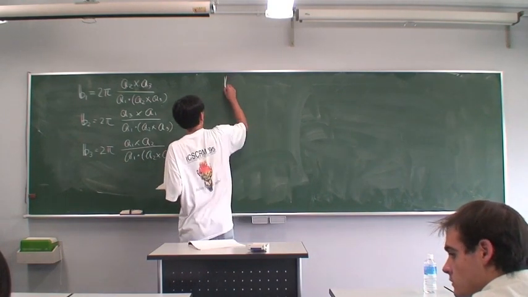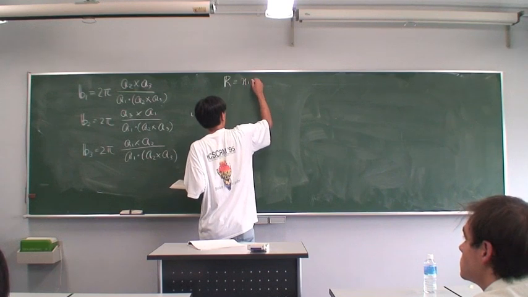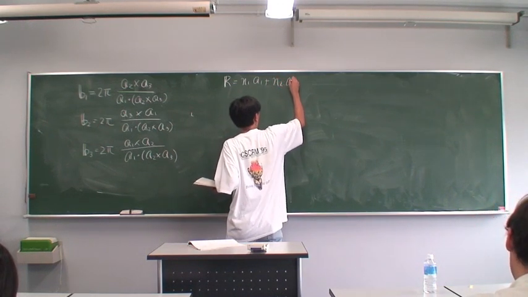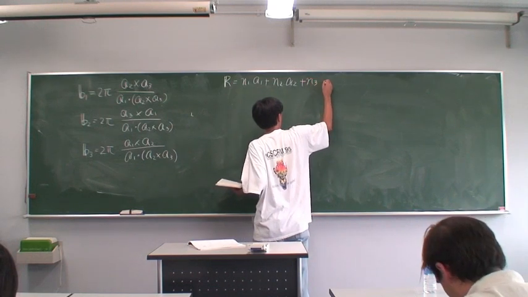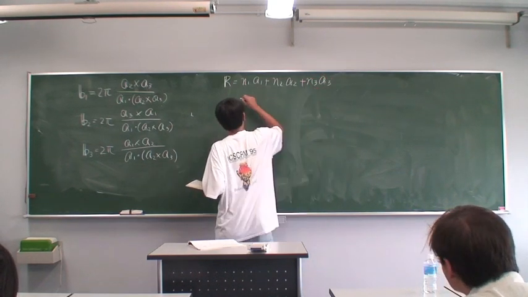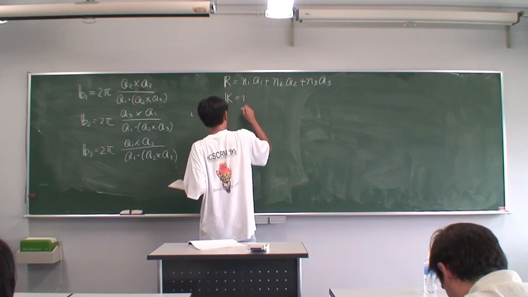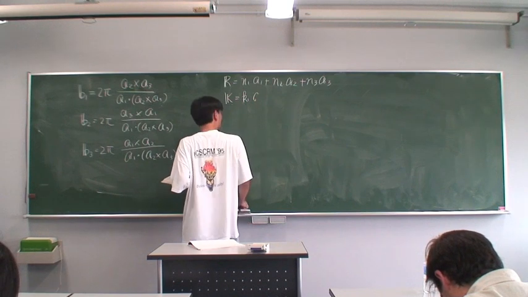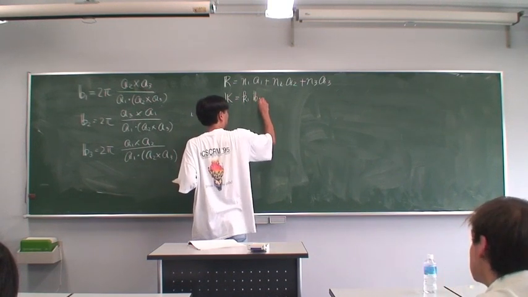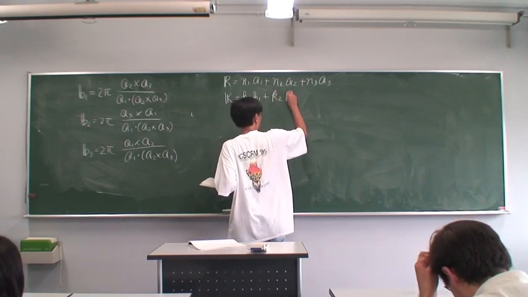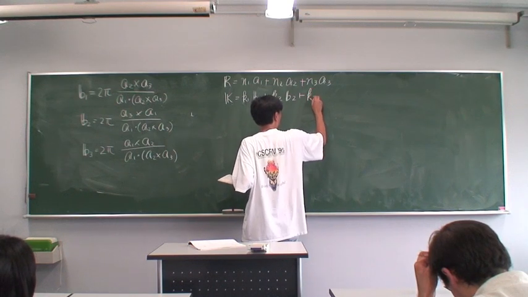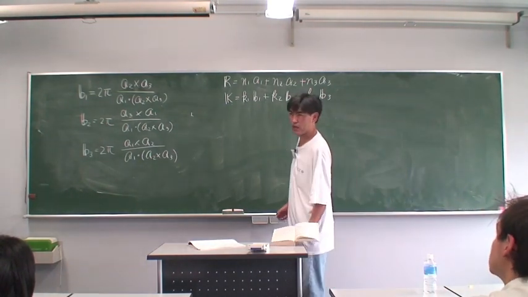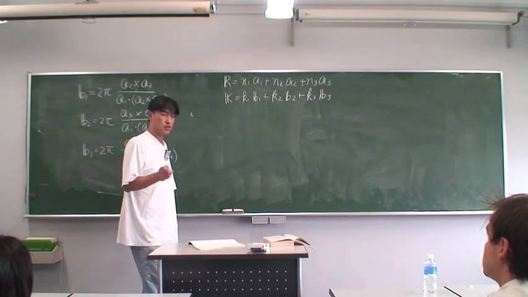And of course, our real space vector is given by n1 a1, n2 a2 plus n3 a3. Reciprocal lattice vector is given by, maybe I should use K, K1 B1, K2 B2, K3 B3. Okay? So let's try the simplest example.